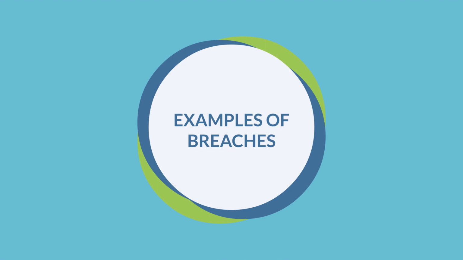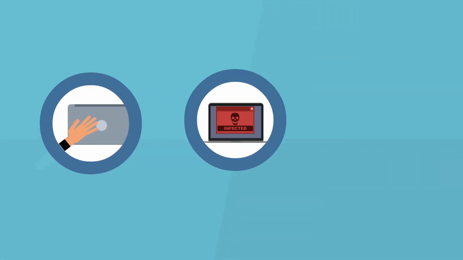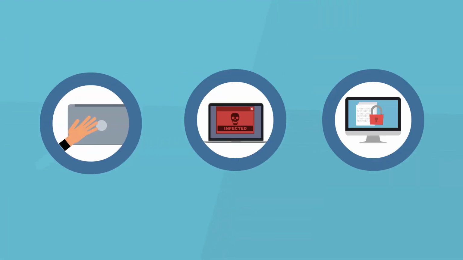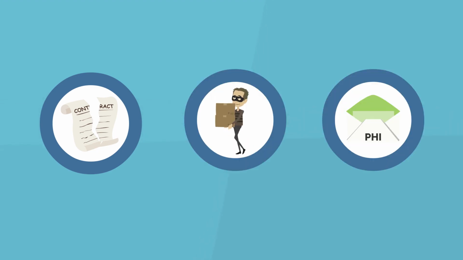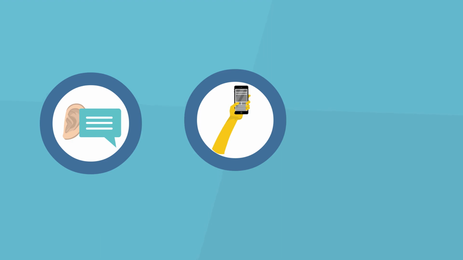Examples of breaches: stolen laptop, malware incident, a ransomware attack, business associate breach, office break-in, sending PHI information to an unauthorized party, discussing PHI outside of the office, social media posts.